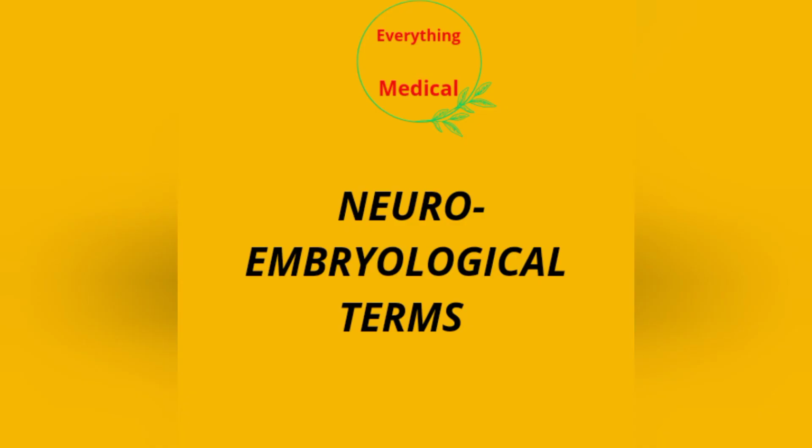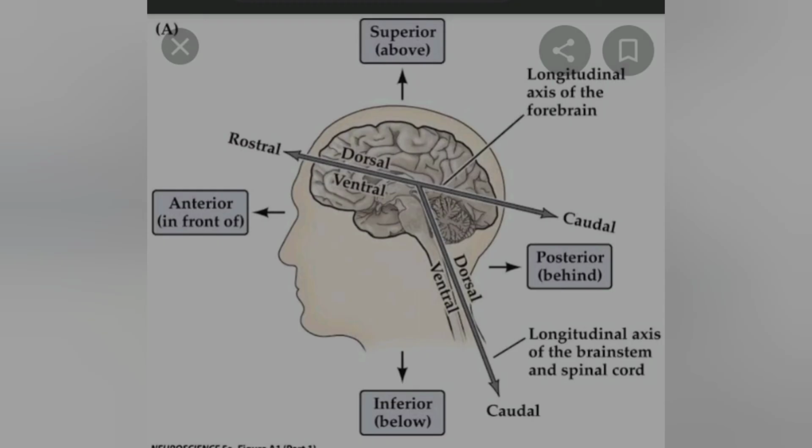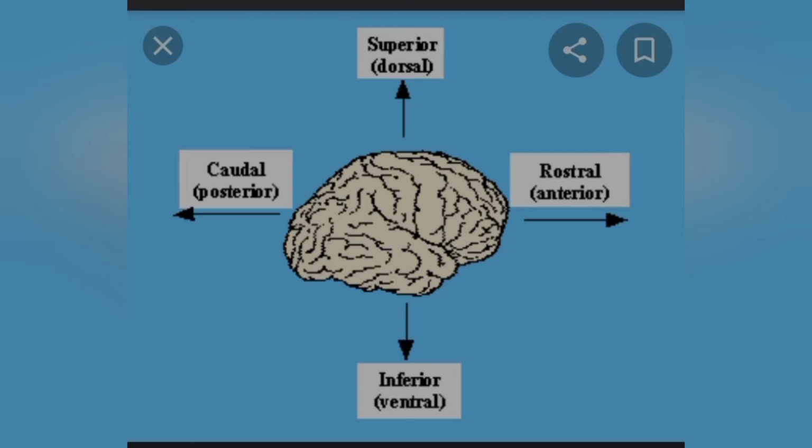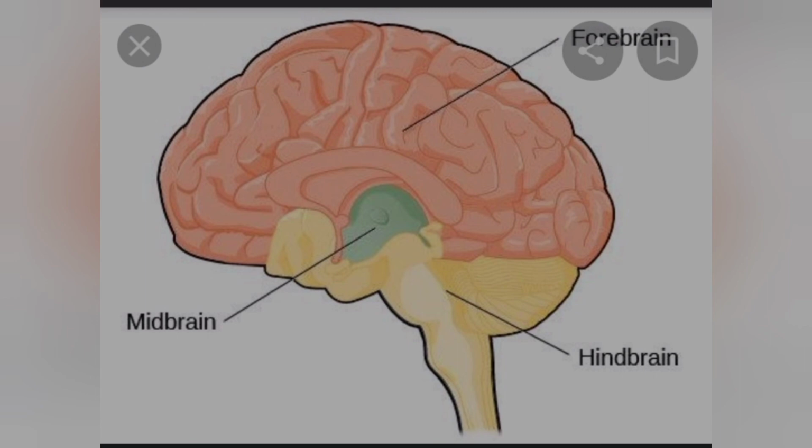Neuroembryological terms. Rostral and caudal are only used to describe structures within the central nervous system, above the level of the spinal cord, e.g. brainstem, cerebrum and cerebellum. They are more commonly used in neuroanatomy, but can be applied to embryology. Rostral is taken from the Latin word rostrum, to mean towards the nose or beak. Rostral therefore refers to the anterior, front, aspect of the head. In this context, caudal refers to the posterior, back, of the head. Examples. The forebrain is rostral to the midbrain. The hindbrain is caudal to the midbrain.